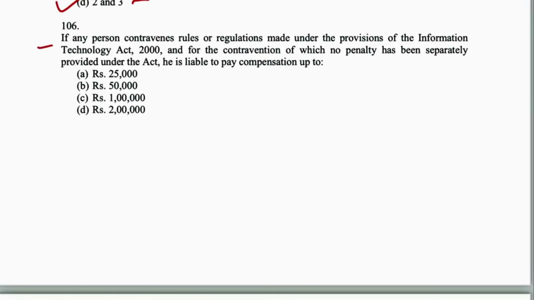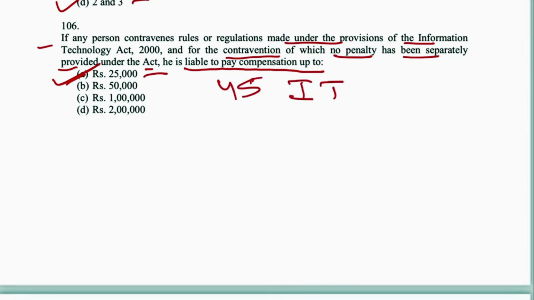Next, 106. If any person contravenes rules or regulation made under the provision of the IT Act and for the contravention of which no penalty has been separately provided under the Act, he is liable to pay compensation up to 25,000 rupees. A is the answer, where it is provided in section 45 of IT Act.